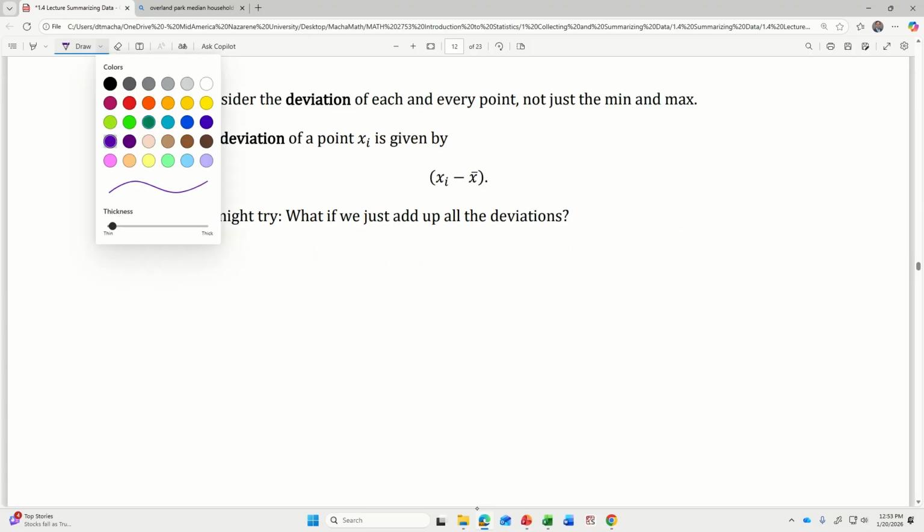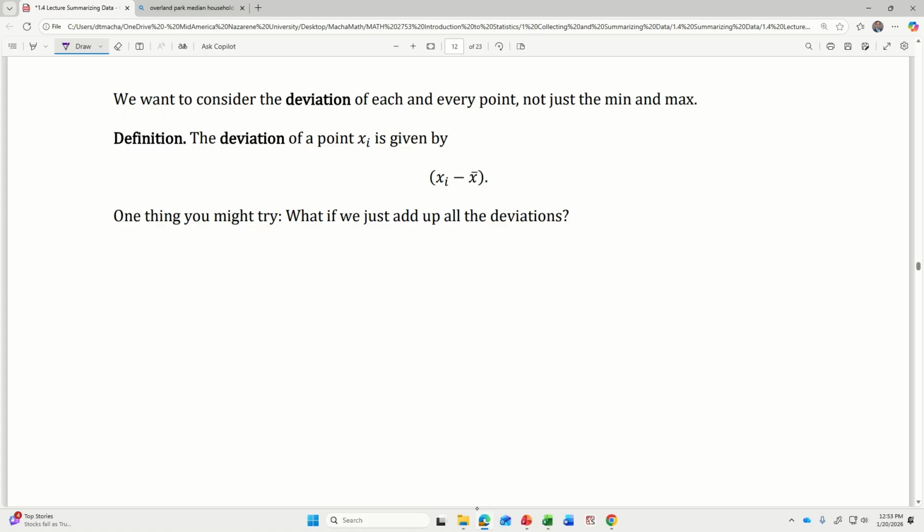What I would like to do instead is not just consider 2 points, not just consider the maximum and the minimum, but also consider the deviation of each and every single point of the whole data set, not just the min and max. The deviation of a point is the difference between that point and the sample mean. In other words, deviation of a measurement is the measurement minus the sample mean. How far does it deviate away from the sample mean?